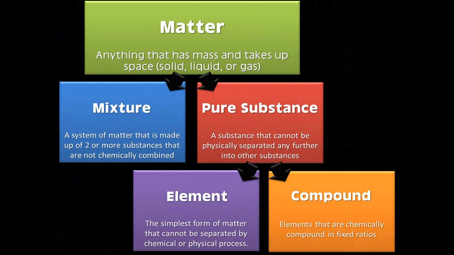Now you can see this chart. First of all, you can see matter. Anything that has mass and occupies space is called matter. Mixture: a system of matter that is made up of two or more substances that are not chemically combined. Pure substance: cannot be physically separated any further into other substances. Element: the simplest form of matter that cannot be separated by chemical or physical processes. And compound: elements that are chemically combined in a fixed ratio.